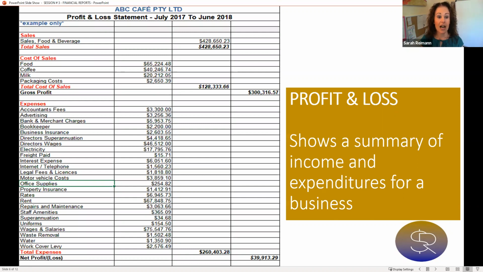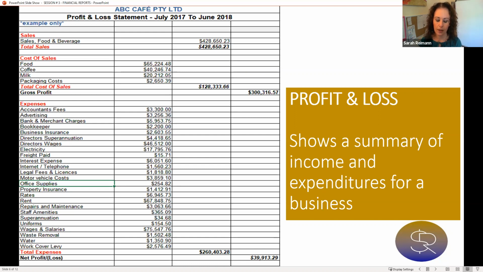And this is just an example of a small little city cafe. It's a full 12-month profit and loss. But ideally, you want to be looking at this sort of report on a monthly basis, and if you're a bigger business, a weekly basis would be best. And this report tells us whether or not we've made a profit for that given period of time that we're looking at. And it's got the total income up the top and the total expenses down the bottom.